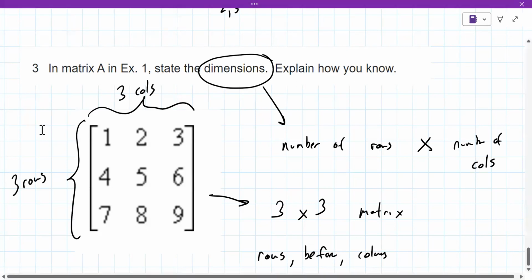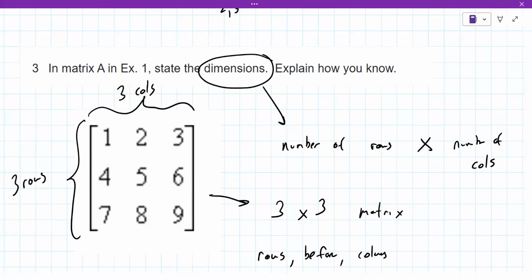So just to be clear, it's like, how many horizontals do you have? How many verticals do you have? It does not matter how many are in each. It just matters how many horizontals you have for the rows, how many verticals you have for the columns.